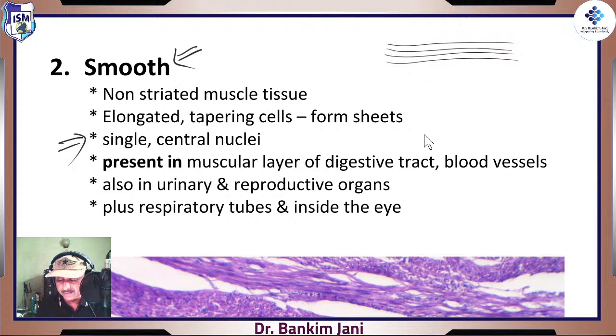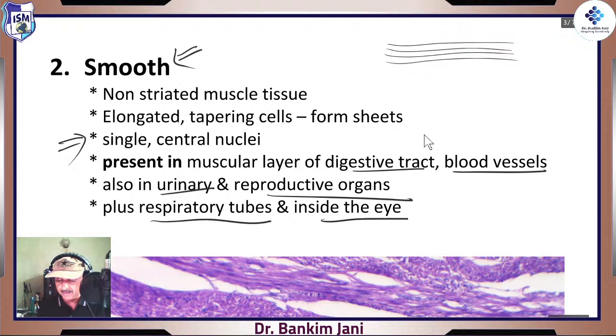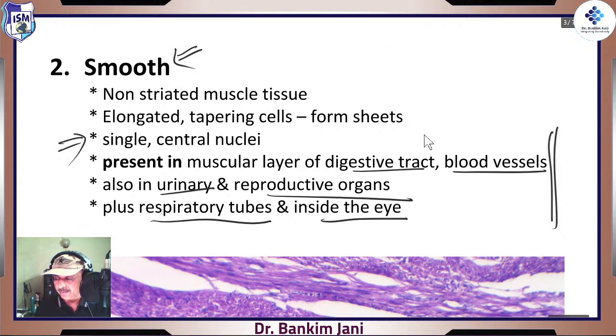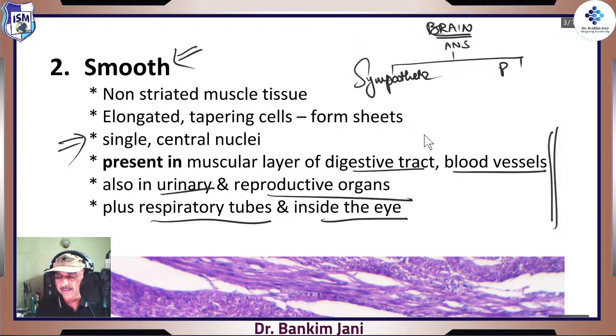And where is it present? Muscular layer of the digestive tract, blood vessels, urinary system, reproductive organs, respiratory tubes, inside the eye. All of these are things which are under the control of the brain. It means that in the brain, there is one system which is under your control, but then there is another system called the ANS, autonomic nervous system, and in that there is sympathetic and parasympathetic, right?